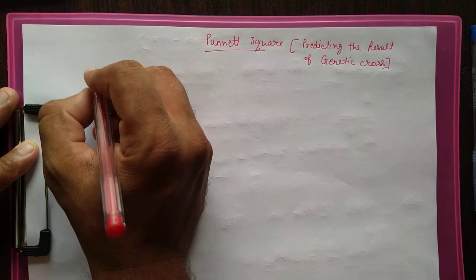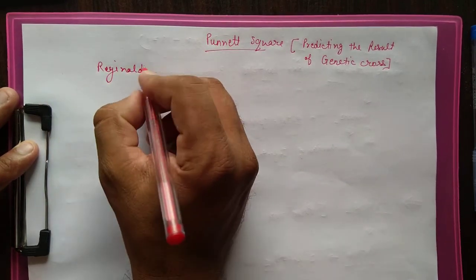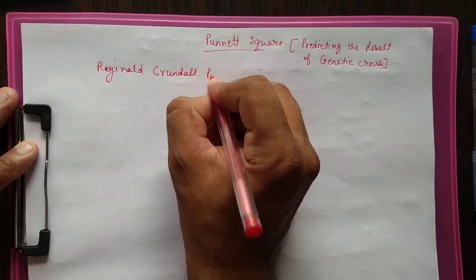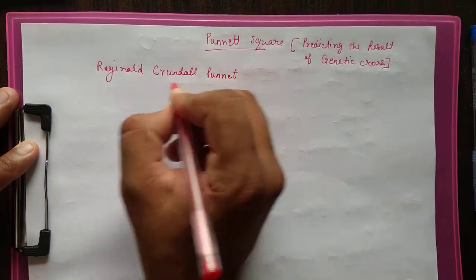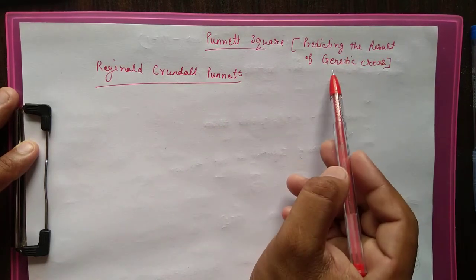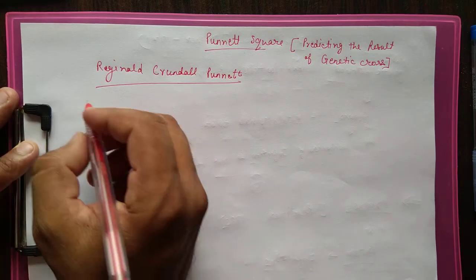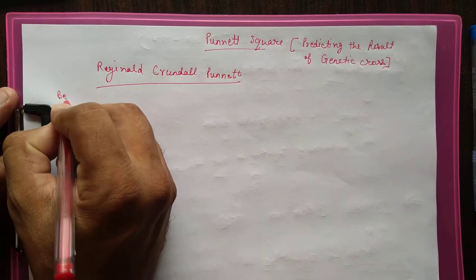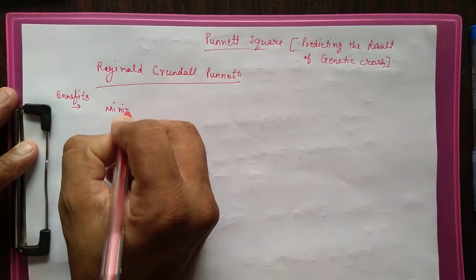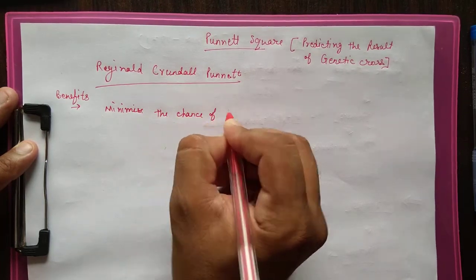Now we discuss the special term used to determine the genetic cross result, known as the Punnett square. This was given by Reginald Crandall Punnett. This method is used for predicting the result of a genetic cross. The benefit of this cross is that it minimizes the chance of error.